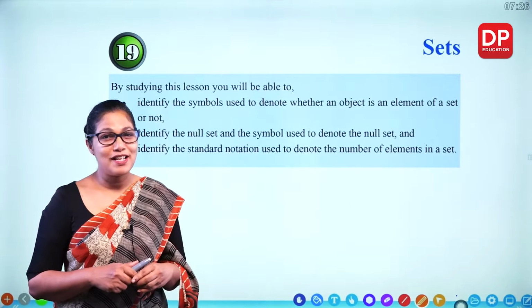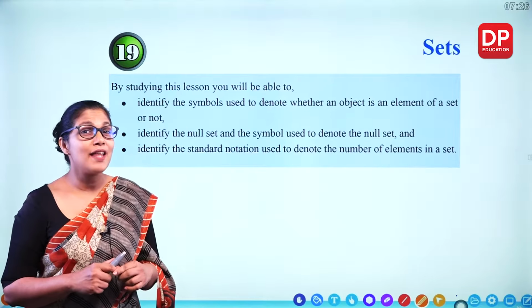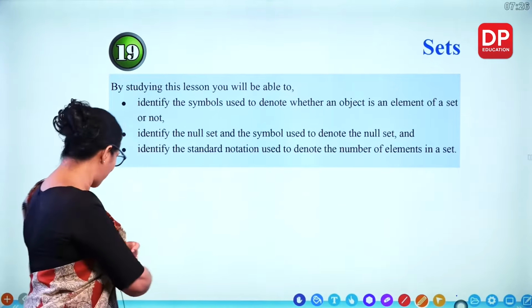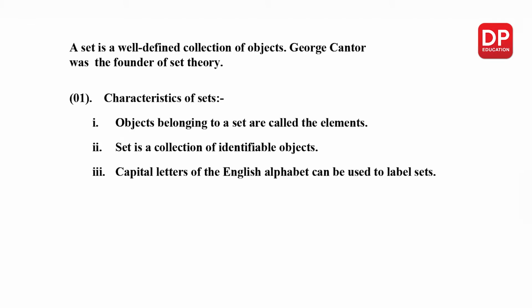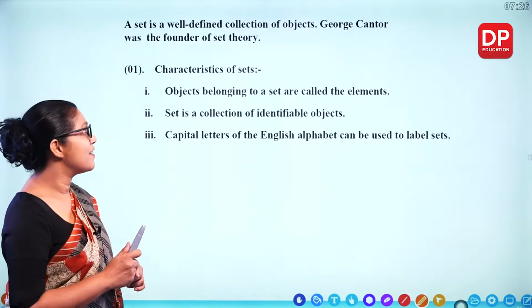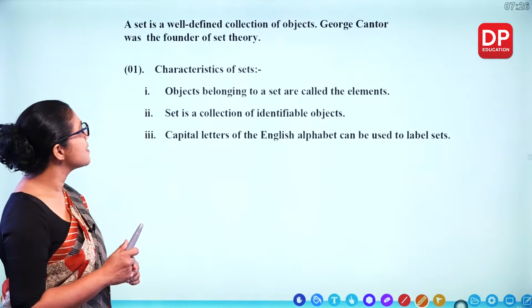Hello children, today I am here to teach you chapter 19 in your textbook, that's sets. We'll see what are the basics that you have to learn in this lesson. A set is a well-defined collection of objects. George Cantor was the founder of set theory, and we'll see what are the characteristics of sets.